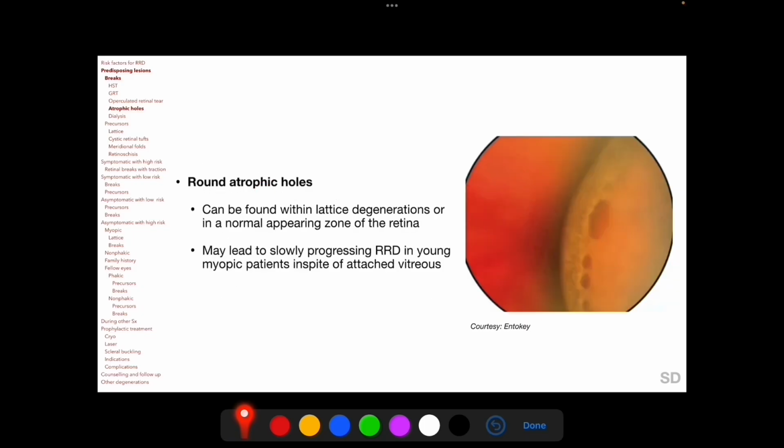Atrophic holes are commonly found within lattice degeneration lesions, as seen here in this clinical photograph, but may also occur in an otherwise normal appearing zone of the retina. And atrophic holes are known to cause slowly progressing RRD in young myopic patients even in the absence of posterior vitreous detachment, and this is important to remember.